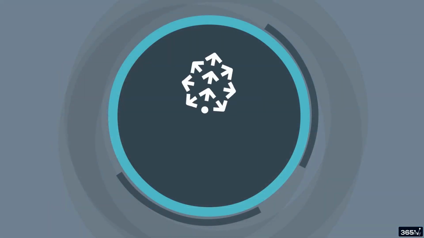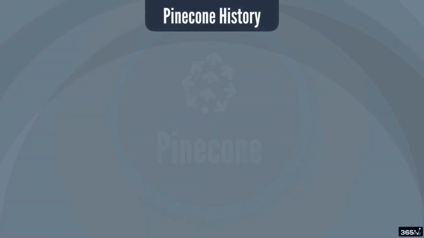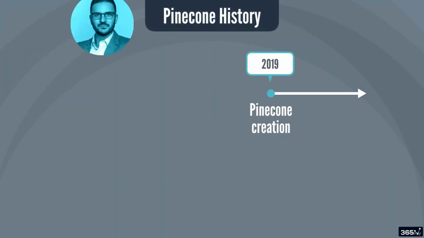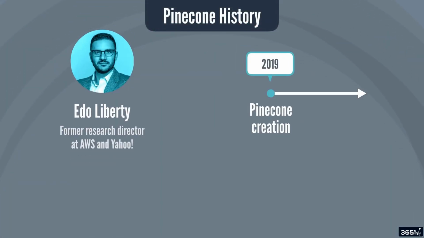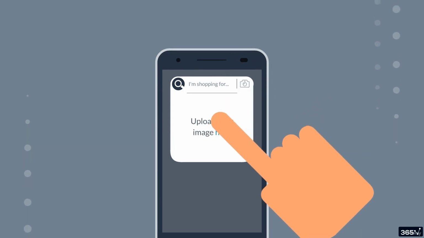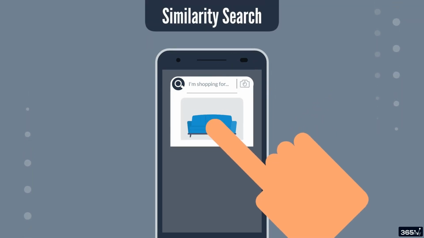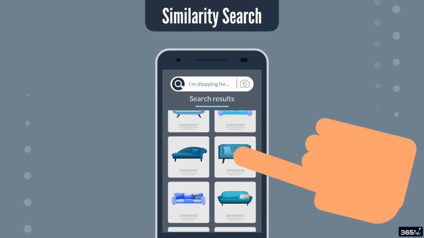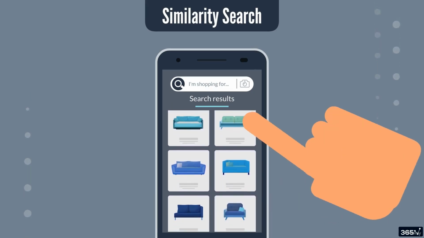So let's start with Pinecone. Pinecone was founded in 2019 by Edo Liberty, a former research director at AWS and Yahoo. It was initially developed to improve applications like recommendation systems and spam detectors. Pinecone is a managed vector database designed to make building and scaling similarity search applications easy. It's known for its simplicity and robust performance.